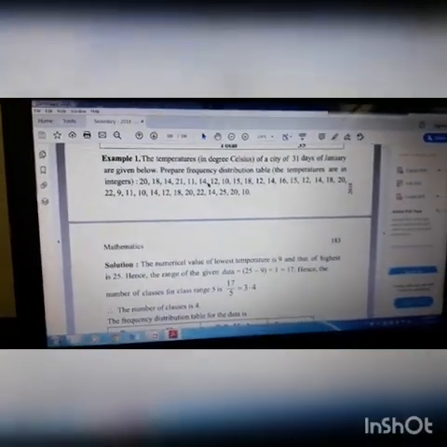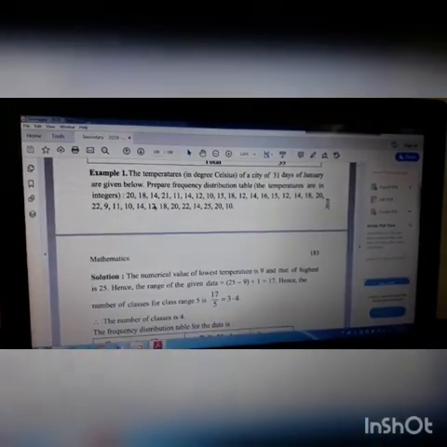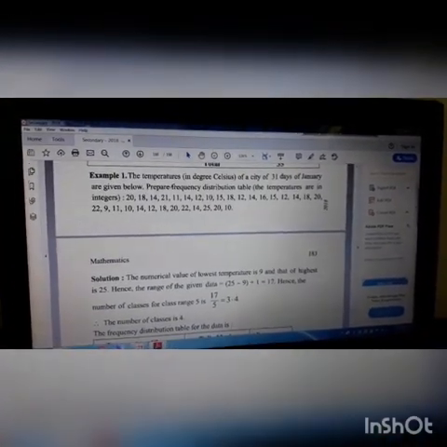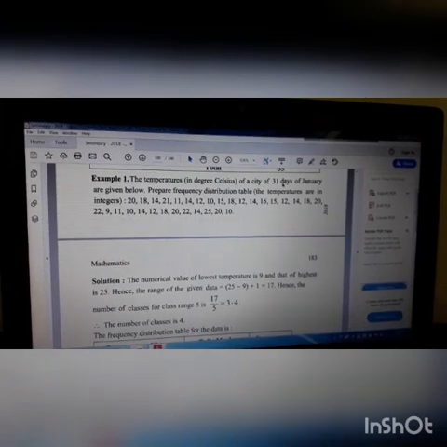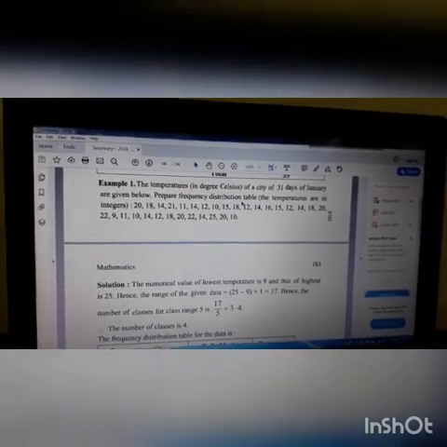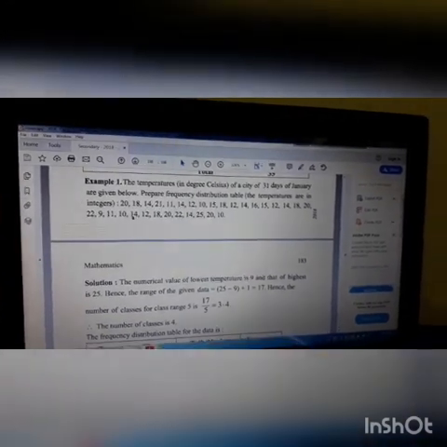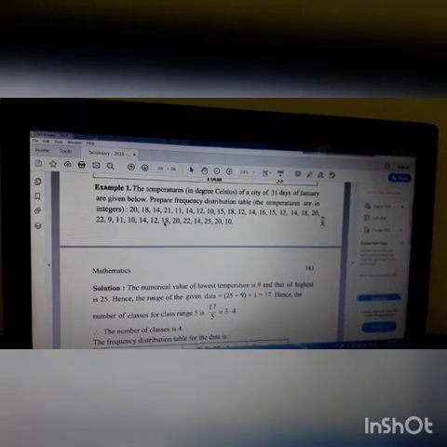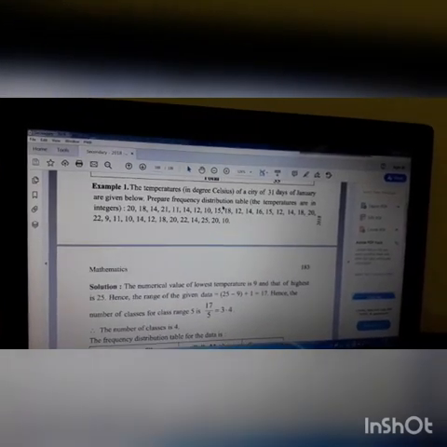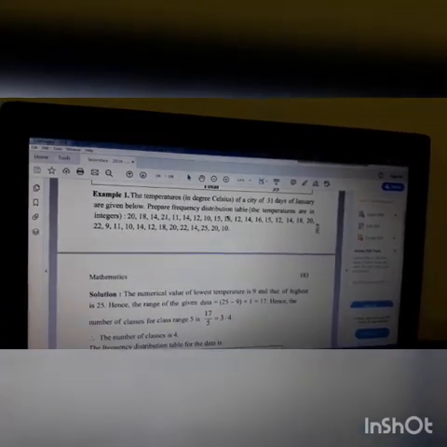This is example number 1 of your textbook. In your textbook, page number 182, the temperatures in degrees Celsius of a city on 31 days of January are given below. Prepare a frequency distribution table. The temperatures are integers. So these are the temperatures of 31 days of January in a city, and now we have to prepare a frequency distribution table.